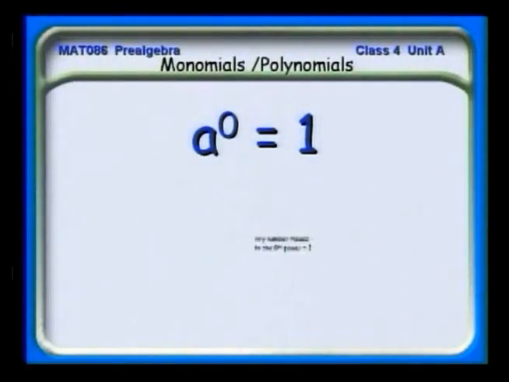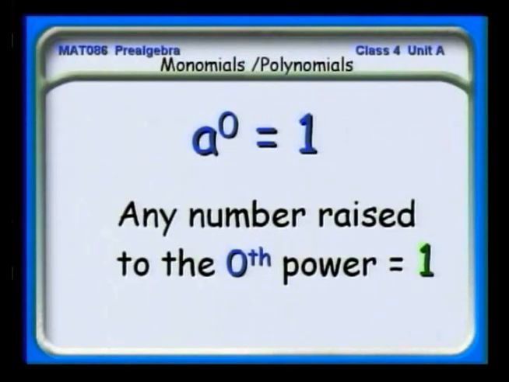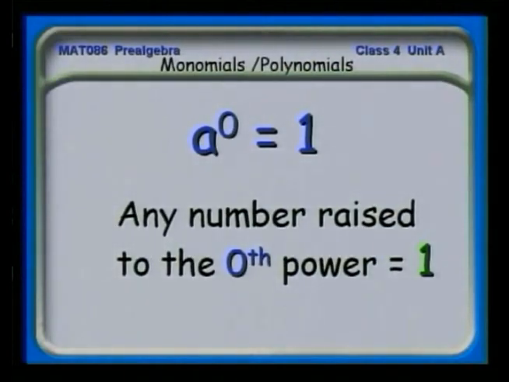And I have to add here that 0 is excluded. A cannot be equal to 0. But any number other than 0 raised to the 0th power is equal to 1. There's our little side trip. We needed to know that if you took x to the 0th power, it's equal to 1. If you took y to the 0th power, it's equal to 1. If you took 3 million to the 0th power, it's equal to 1. Any number raised to the 0th power is 1.